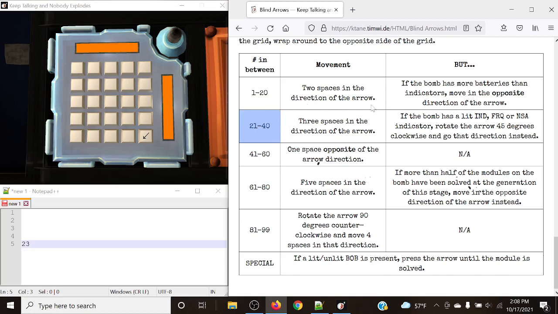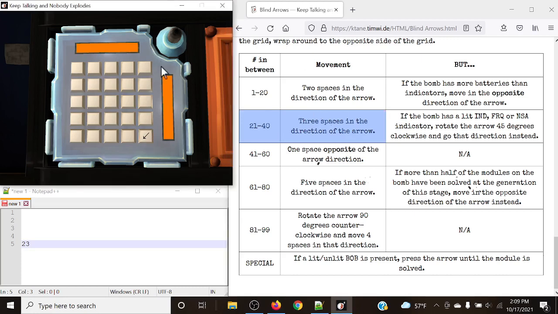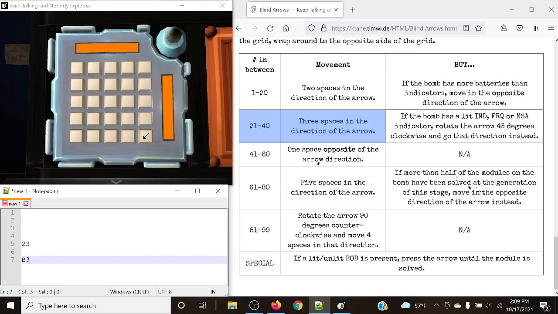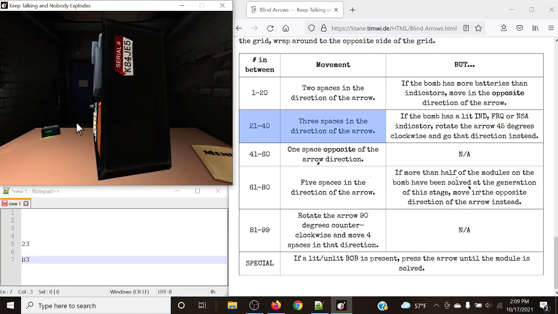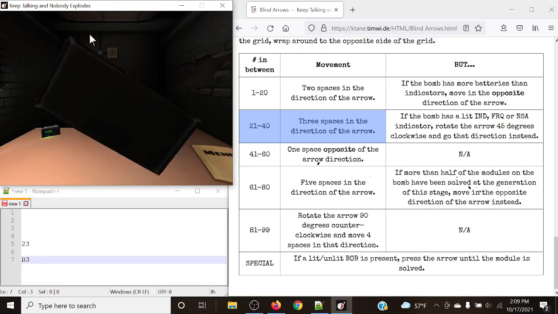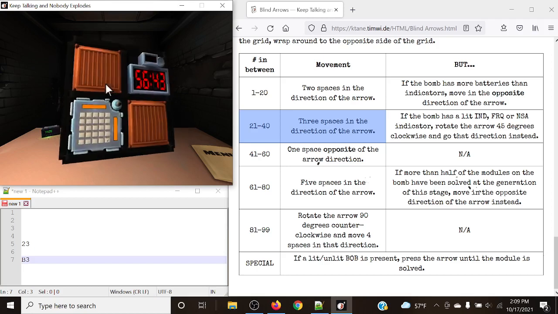Now we're going to take a look at the rules present in this case. The movement is going to be 3 spaces in the direction of the arrow, and we would do looping around. That's how it works. We would do 1, 2, and 3, leading us to Bravo 3. However, we do have some otherwise conditions that we must pay attention to. If the bomb has a lit IND, FRQ, or NSA indicator, rotate the arrow 45 degrees clockwise and go that direction instead. So let's take a look at our edgework here. In this case, we have a lit SND, which is not one of the indicators that we have to pay attention to.